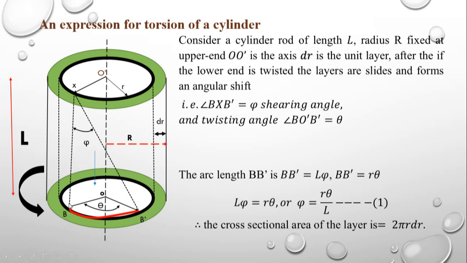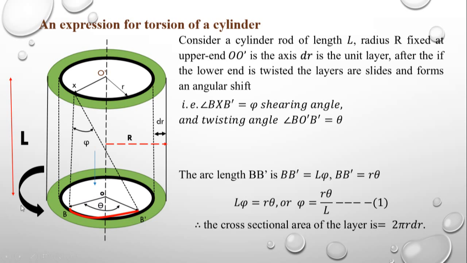Because of that, the angle made by the shifted plane is called phi. Phi is the shearing angle, that is angle BXB dash, the angle of shearing phi, and theta will be the angle of twist. What will be the angle of twist? That is theta. And what will be the shearing that takes place? That is phi. So the angle upon twisting, angle theta, the angle BOB dash, is equal to theta, which is the angle of twisting.